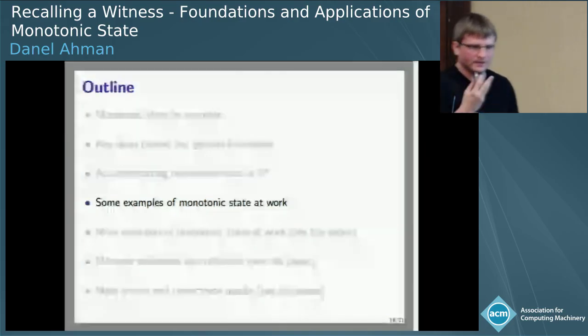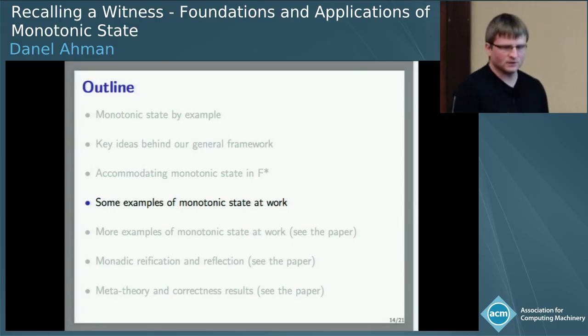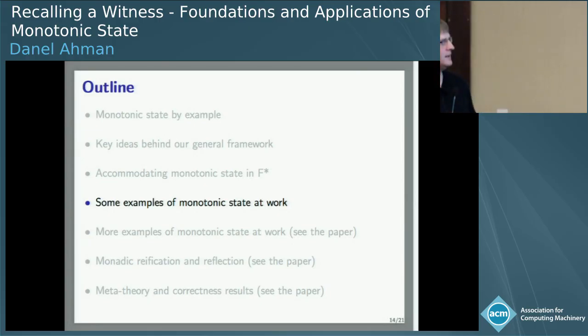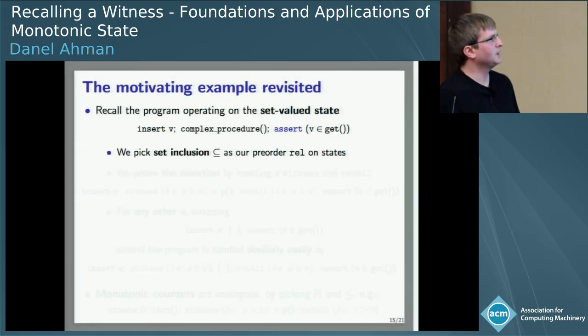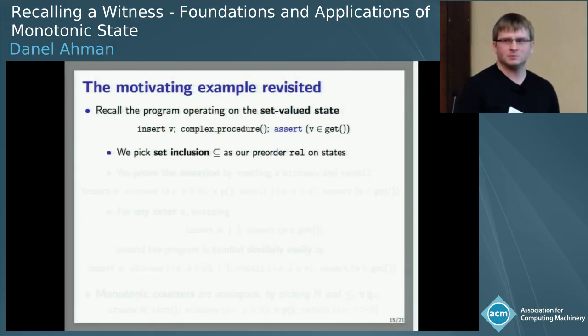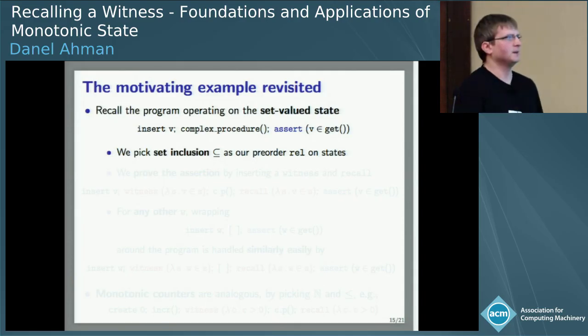So that was a very quick sketch of how we add it to F star, and let's go back to the examples that we already saw and discussed and see how we can do it in this framework. So first of all, this motivating example about inserting values into a set-valued state. What we do here is we pick set inclusion to be the preorder that we program with. And in addition, we prove that this complex procedure can be type checked against this type MST with the preorder picked to be this inclusion.